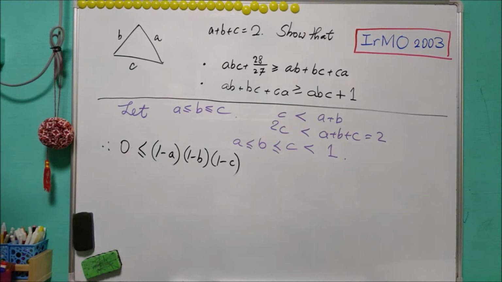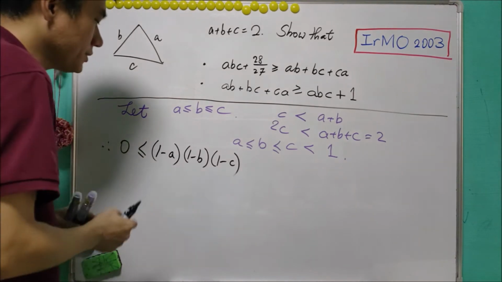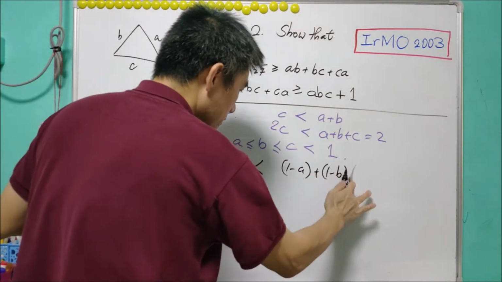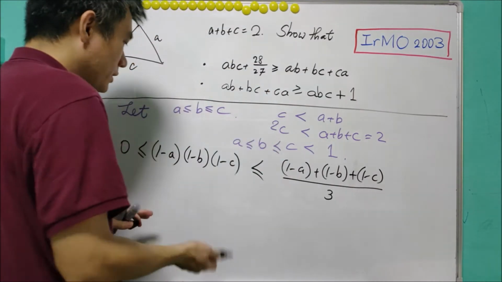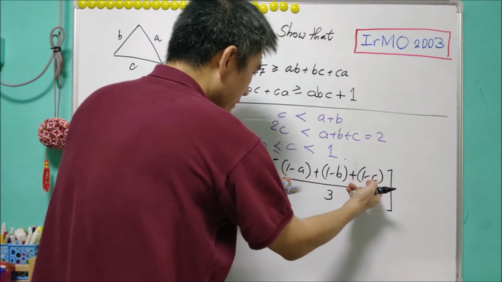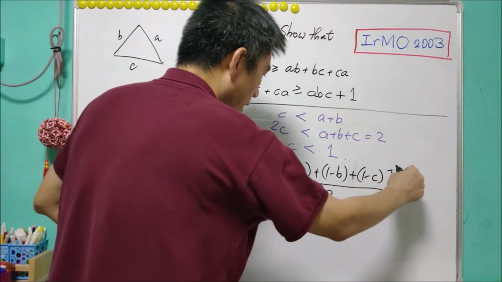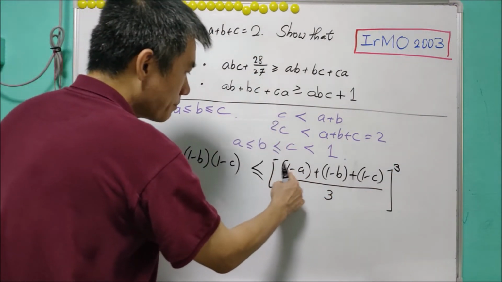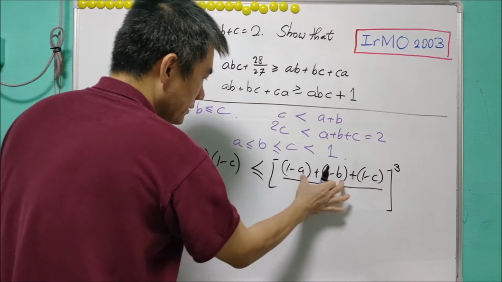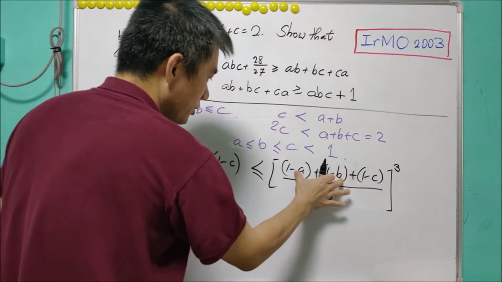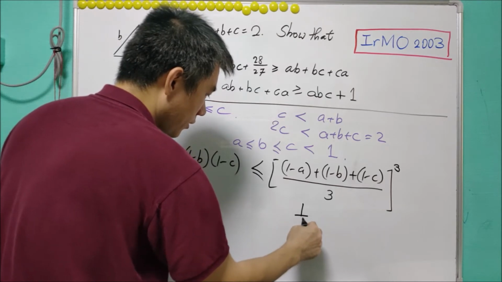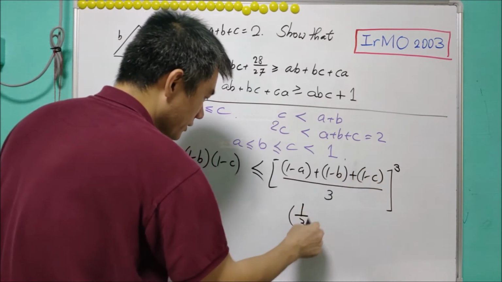And by using the AM-GM inequality on 3 terms, we know that this will be less than or equal to the arithmetic mean to the power of 3. And for this, it is 1 plus 1 plus 1 minus A minus B minus C. So it's 3 minus 2, that is (1 over 3) to the power of 3.